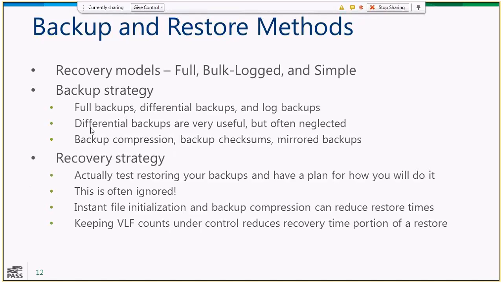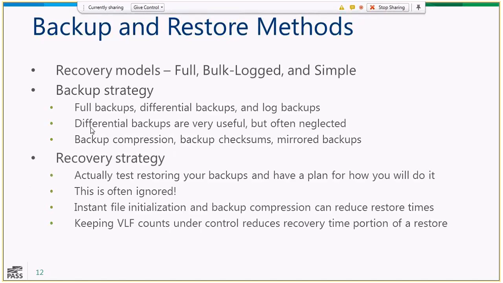Something that I see a lot of people not doing is using backup compression and backup checksums. That's a default setting you can do in SQL Server 2014 at the instance level, so that all your backups use backup compression and backup checksums. And that'll make it more likely that your backup is good. You still don't know for sure until you actually restore it, but at least you have a little bit better confidence that the backup's going to be good if you use backup checksums.